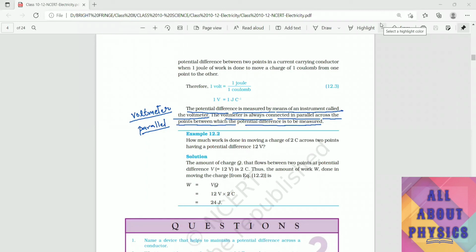That's all for today. In the next video, we'll be covering electrical components and their symbols.